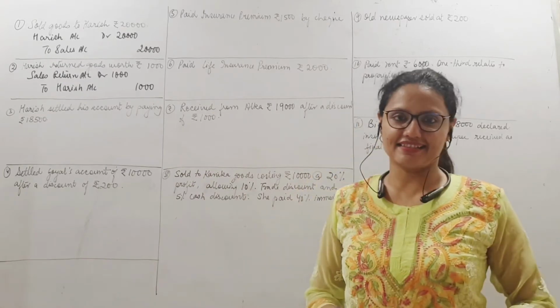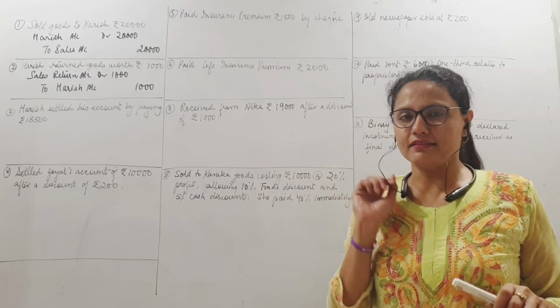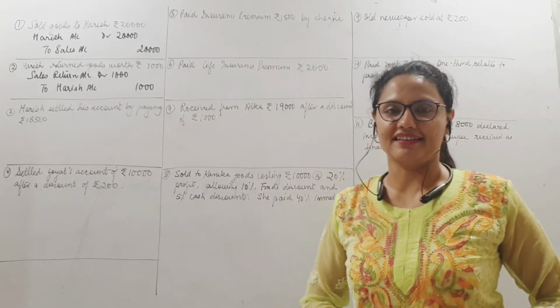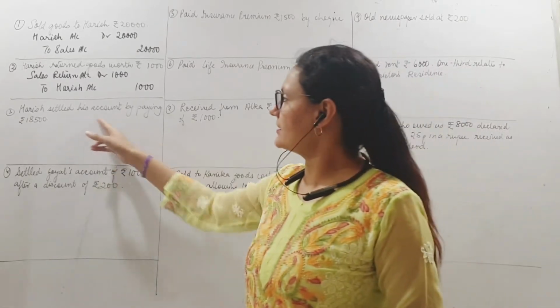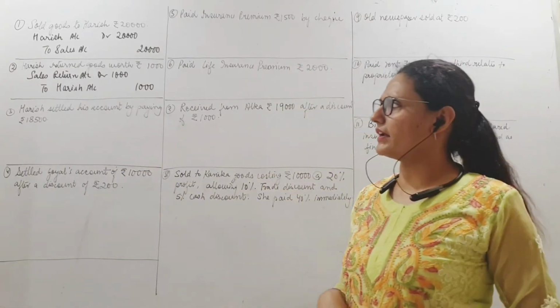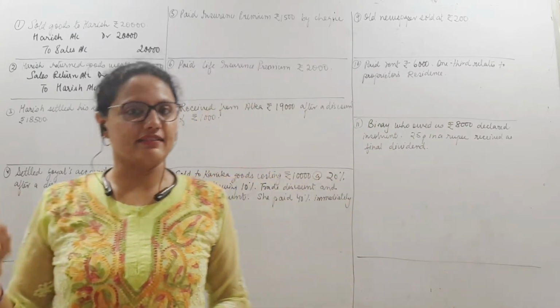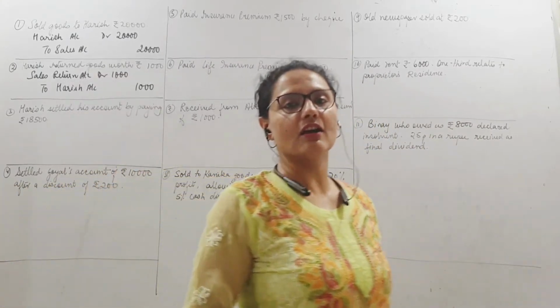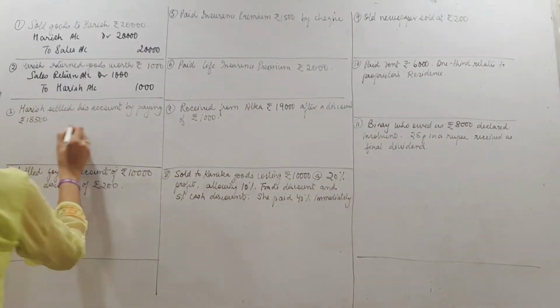1,000 less. Harish settled his account. This word settled should ring bells in your mind. Settled means I'll have to check for discount. Settled his account by paying 18,500. I just said he has to pay me 19,000. This guy is lucky, he has got a discount from us. Of how much? 500.